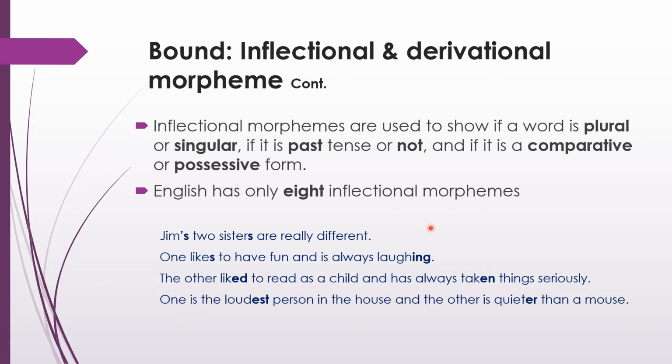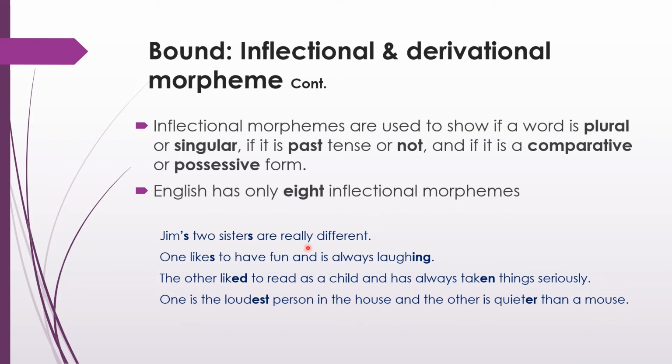So in here we are using only 4 sentences, and in them we are showing all 8 inflectional morphemes in the English language. The first one is the possessive, then the plural form, then the tense form, and then the continuous form, and the past form, and then the past participle form, and the superlative form, and the comparative form. So all 8 inflectional morphemes can be shown in only 4 sentences.